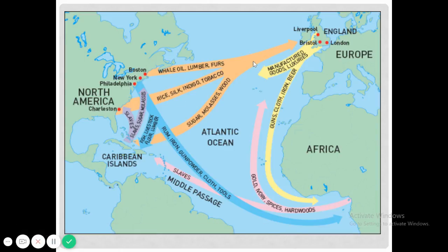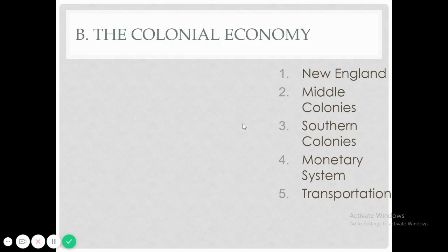Okay, here is a visual of that transatlantic or triangular trade. Okay, the colonial economy. So by the 1760s, almost half of Britain's world trade was with its own American colonies.